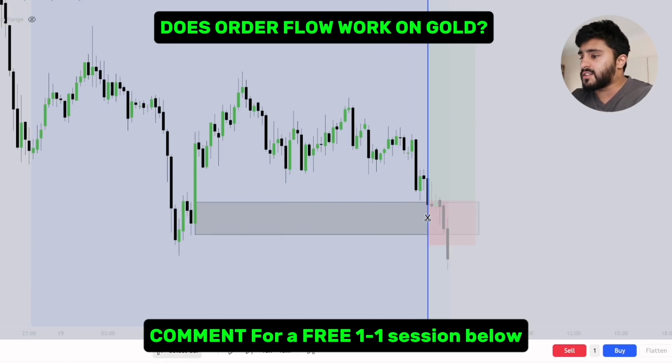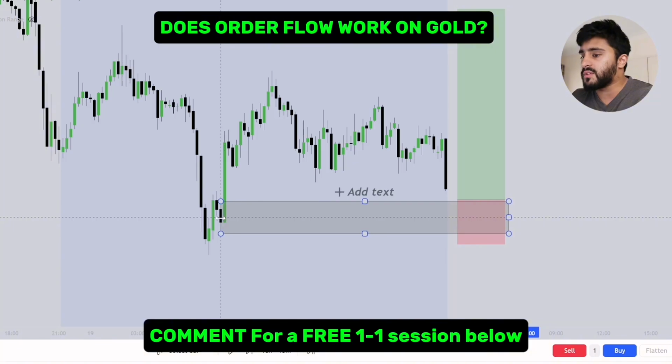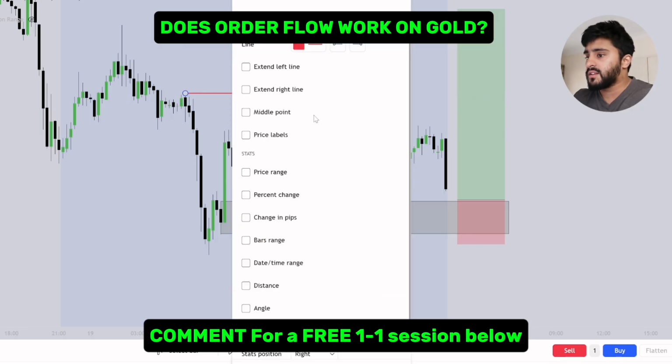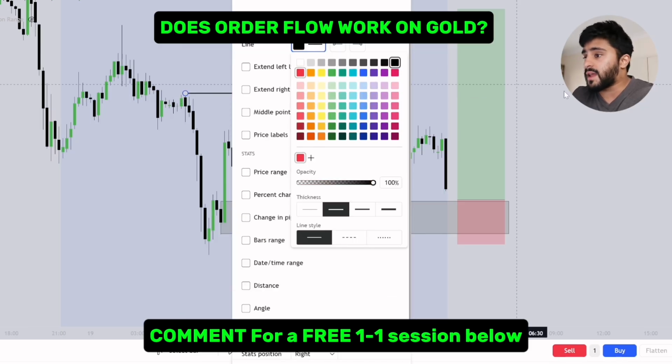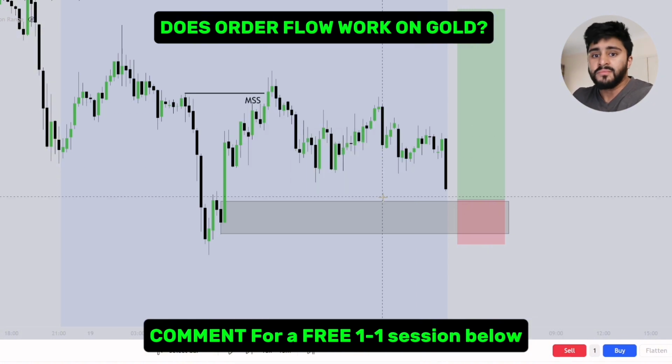So if we take a look at this losing trade to begin with, the way traders would mark this out is as an order block. The reason they'd mark it out as an order block is because they might see, oh, look, there's a breaker structure over here. That would be a market structure shift, or an MSS. So let's just label that. Traders would class this as an MSS.